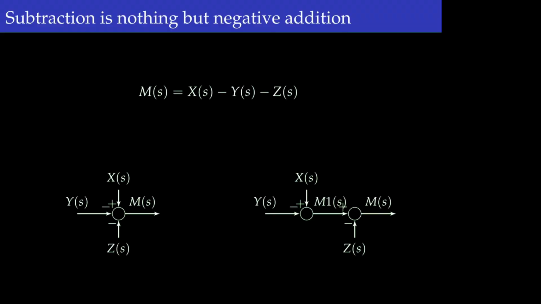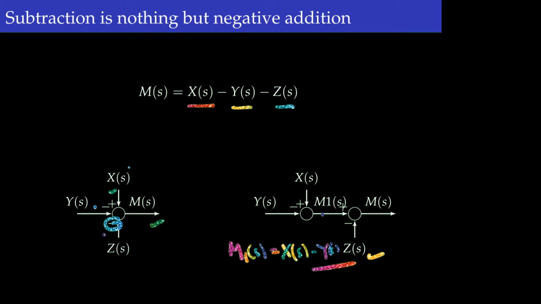For a negative addition, to represent subtraction, we use this negative sign instead of the positive sign. So in this case, M(s) equals X having a positive sign, Y having a negative sign, and Z having a negative sign. So it's nothing but X(s) minus Y(s) minus Z(s). The same thing over here: we can have M1 to be X minus Y, and then when you subtract Z(s) from there, because that's also negative, you get the same expression.